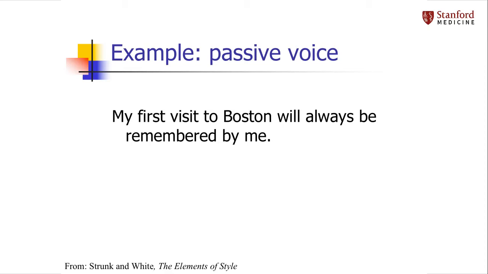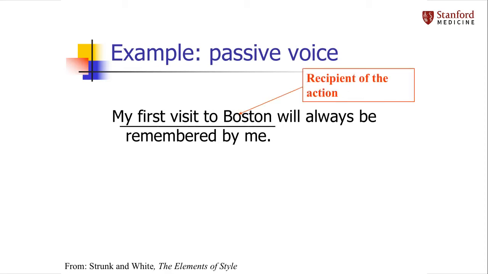You can recognize this as the passive voice because it starts with the object of the verb. It starts with the what was remembered, what I'm calling the recipient of the action. What was remembered? The visit was remembered. And then you get to the passive verb. And you can recognize the passive verb because you have a form of the verb to be, the will be, and the past tense of a verb that takes an object, remembered.